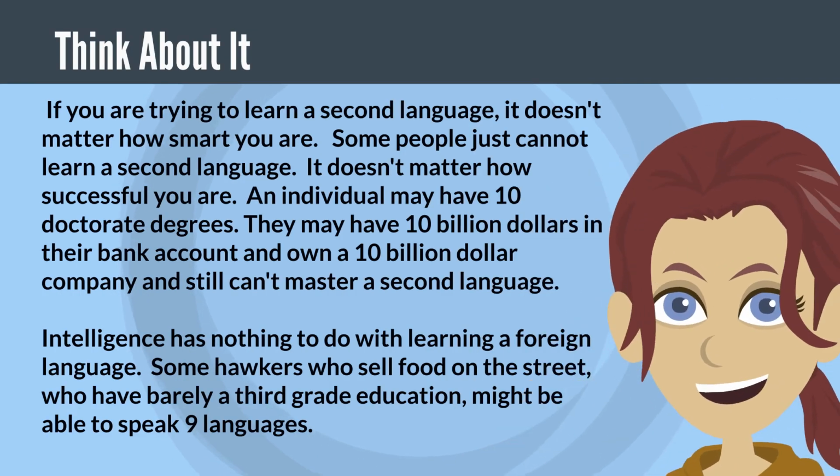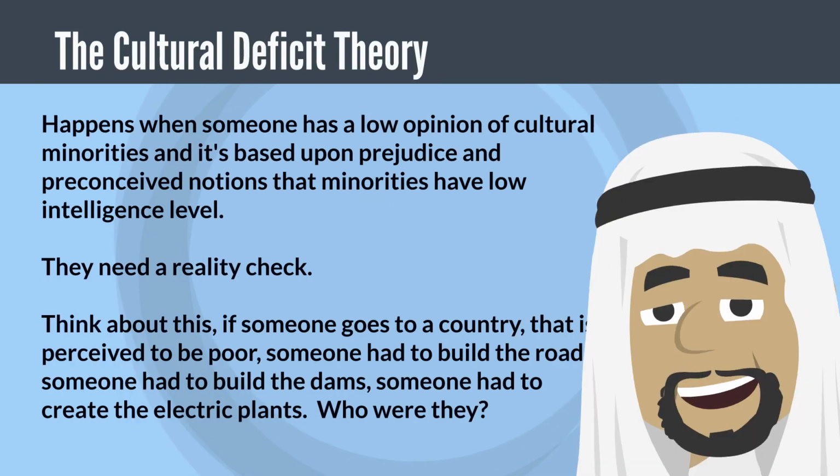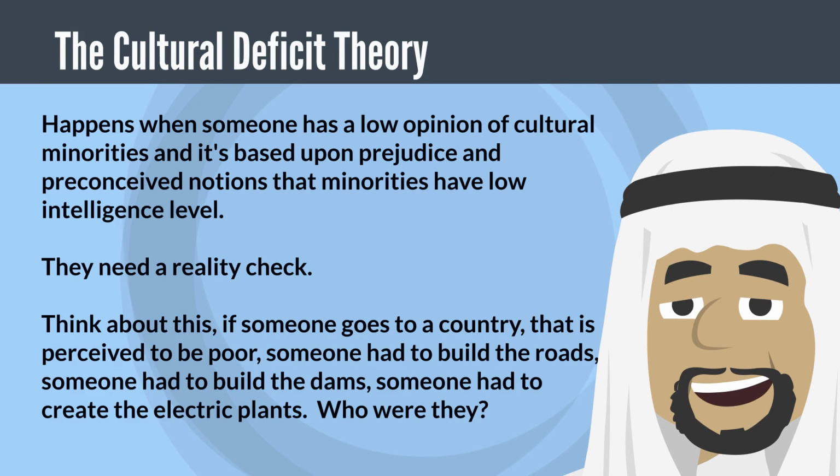Think about this. If you are trying to learn a second language, it doesn't matter how smart you are. Some people just cannot learn a second language. It doesn't matter how successful you are. An individual may have 10 doctorate degrees. They may have $10 billion in their bank account and own a $10 billion company and still can't master a second language. Intelligence has nothing to do with learning a foreign language. Some hawkers who sell food on the street, who have barely a third-grade education, might be able to speak 9 languages.